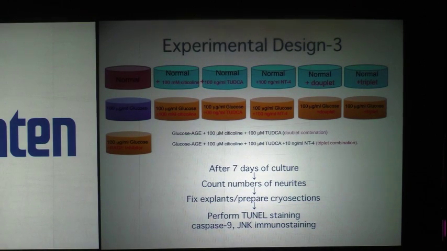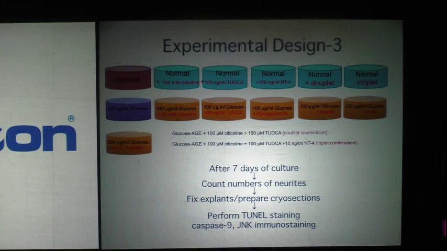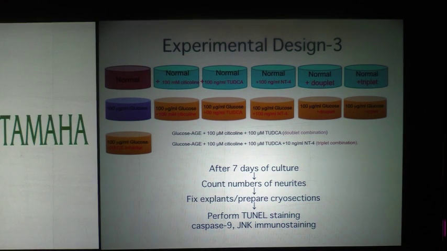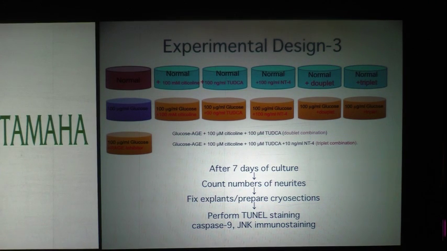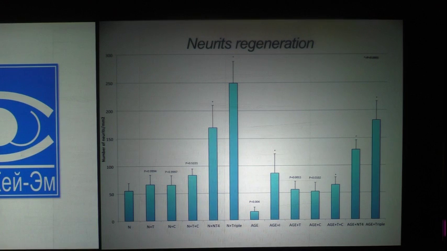So for our third experimental design, we used a high concentration of agents, 100 milligrams per milliliter, and we used the mentioned neurotrophic factors: citicoline alone, tauroursodeoxycholic acid alone, neurotrophin 4, and their combinations: the duplet, which consists of citicoline and TUDCA, and the triplet: citicoline, TUDCA, and neurotrophin 4. The study was performed in the same manner, and this is the result of neurite regeneration.